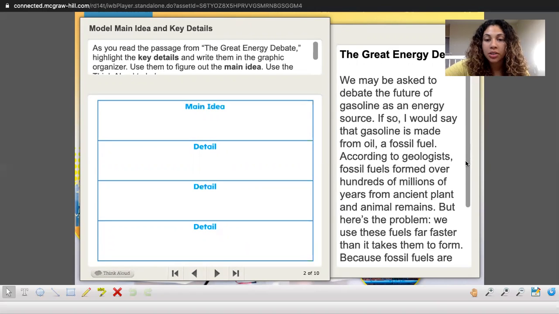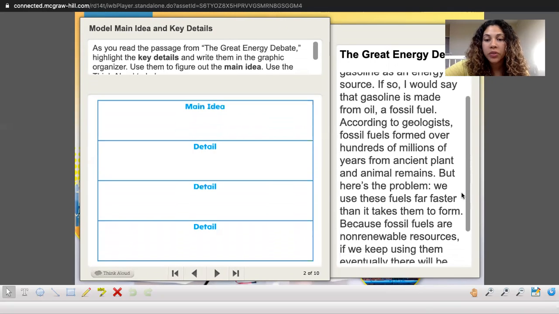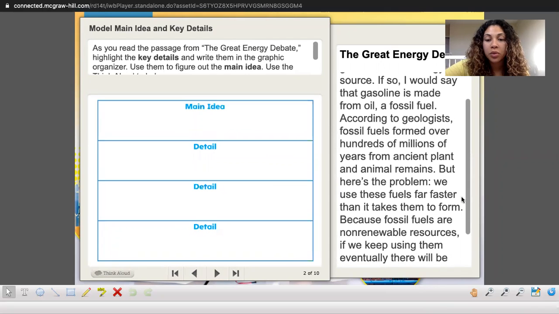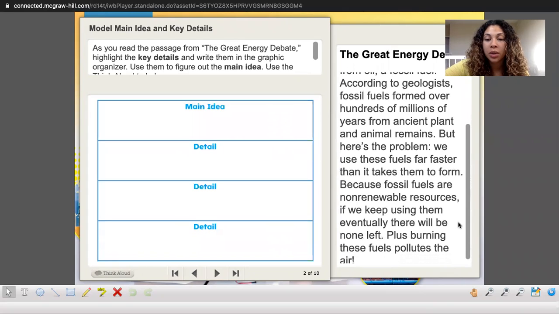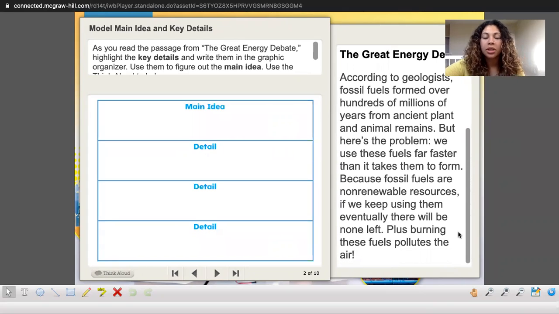According to geologists, fossil fuels formed over hundreds of millions of years from ancient plant and animal remains. But here's the problem. We use these fuels far faster than it takes them to form. Because fossil fuels are non-renewable resources, if we keep using them, eventually there will be none left. Plus, burning these fuels pollutes the air.